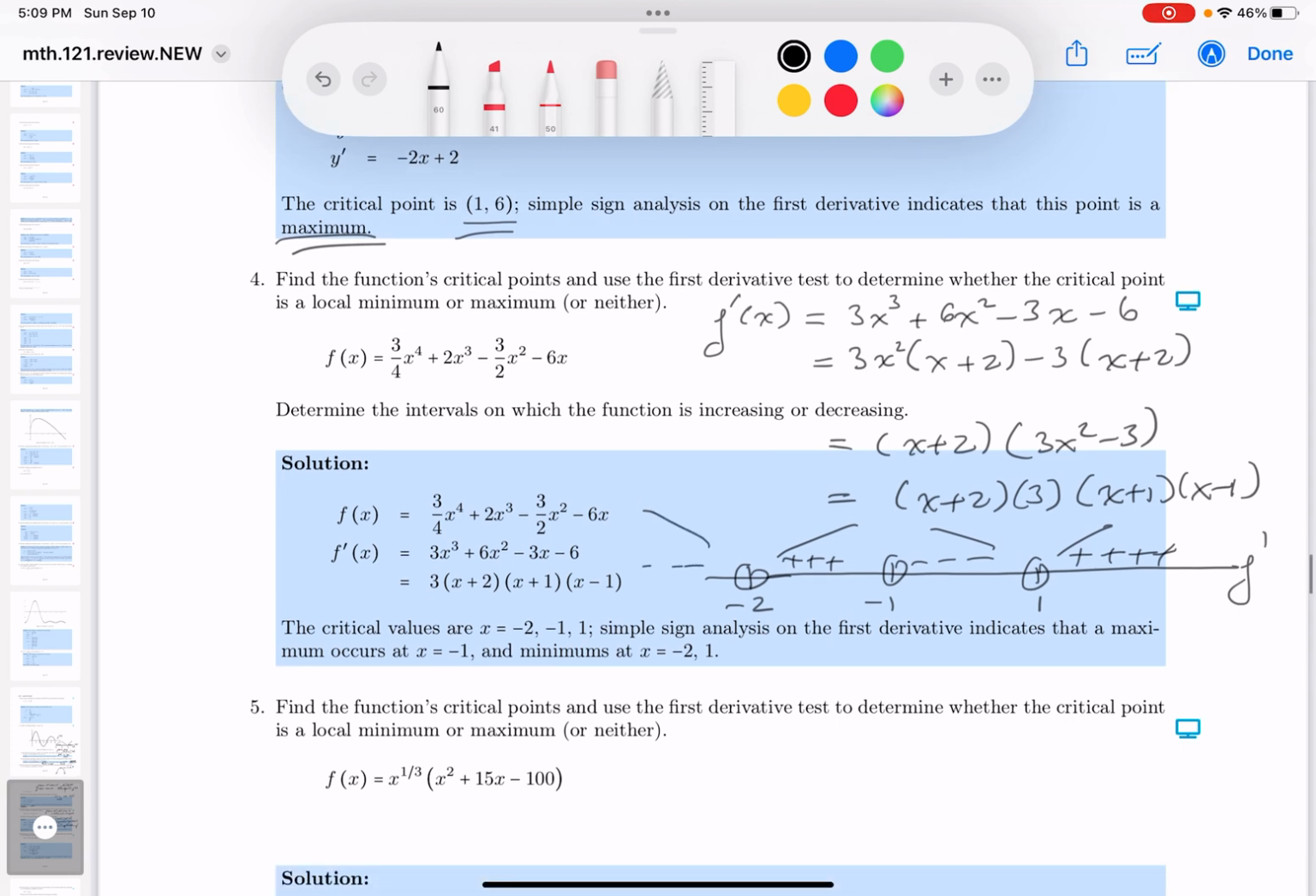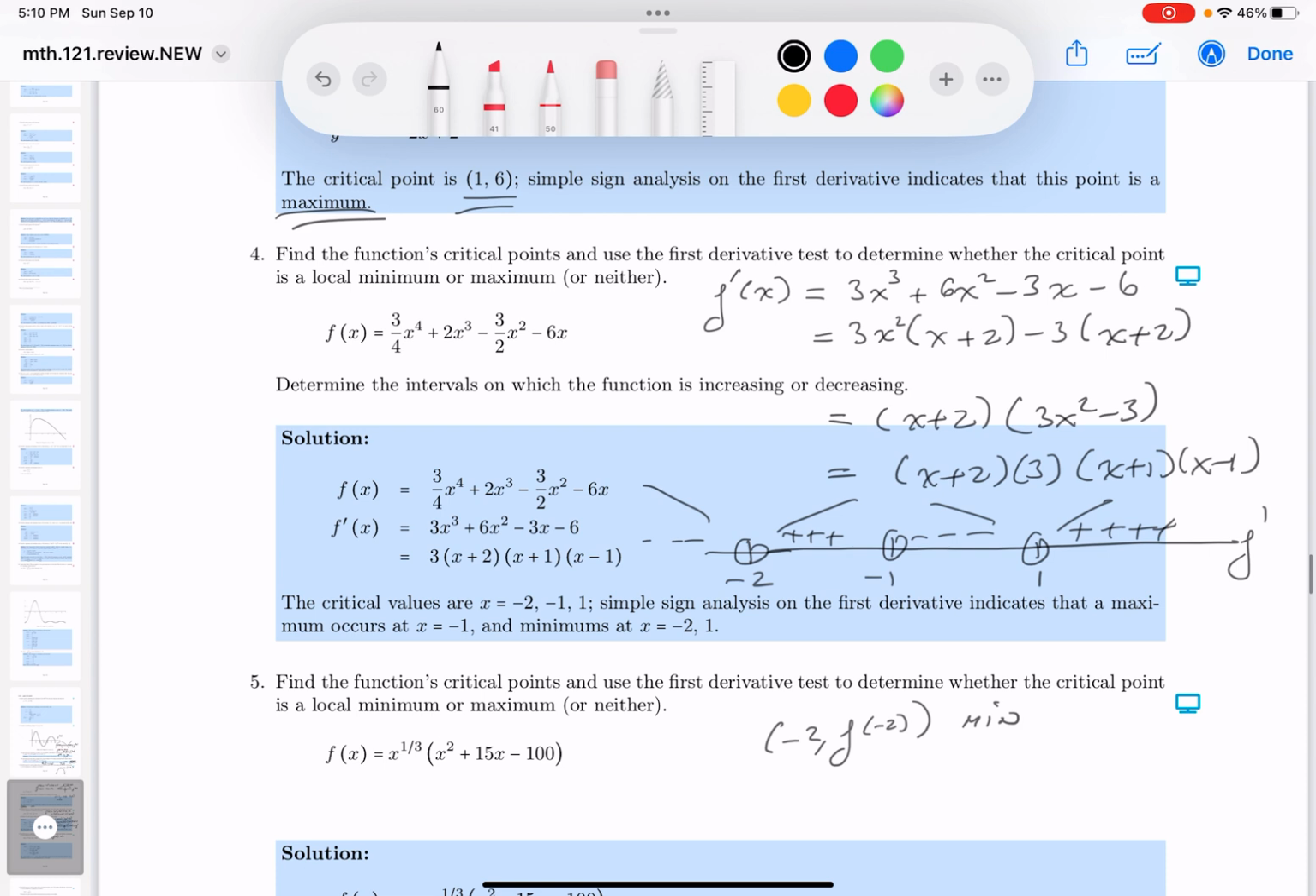Okay, what do I know about this over here? My critical points, let me write this down for you, minus 2. I'm just going to write down f of minus 2. I'm not going to compute it. And what's that going to be? Minimum. I'm looking at my diagram over here. Okay, let's do f of minus 1. What's that going to be? A maximal point. And these are local, by the way.